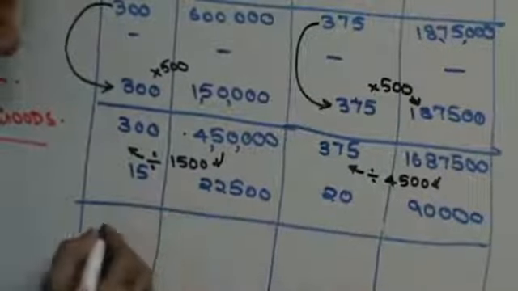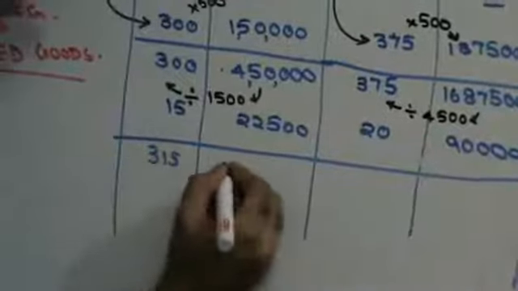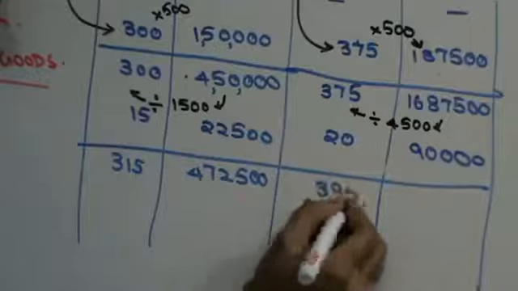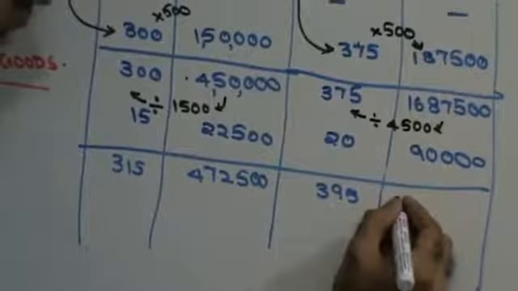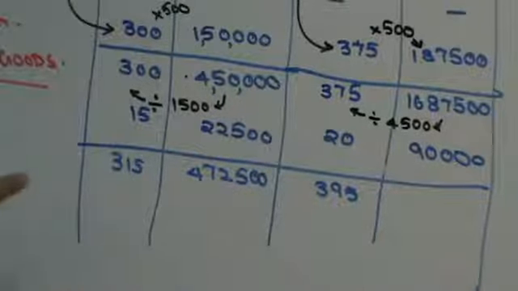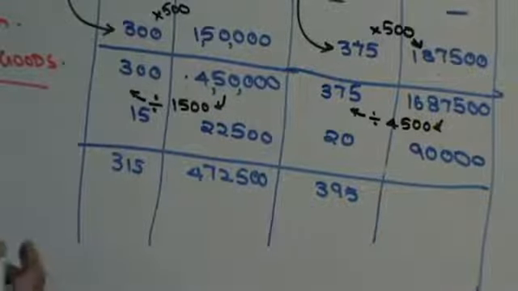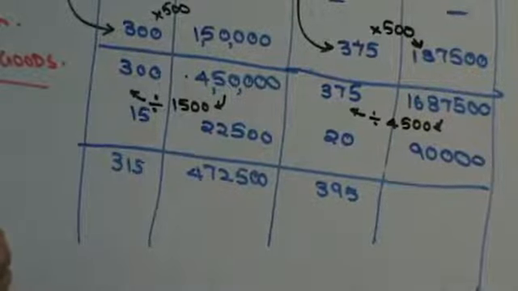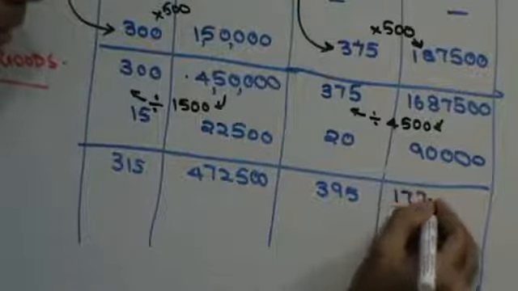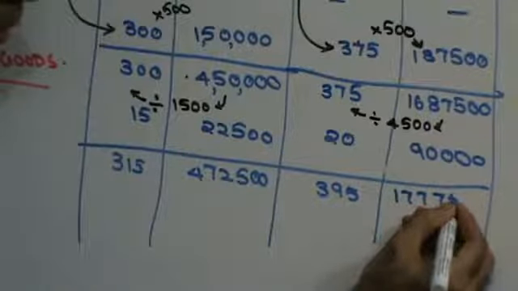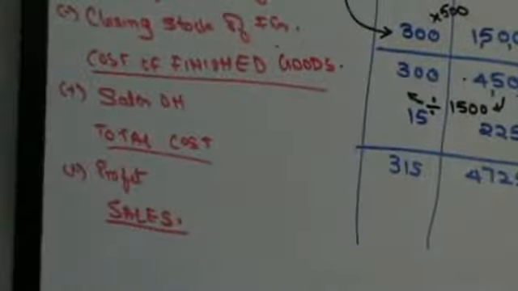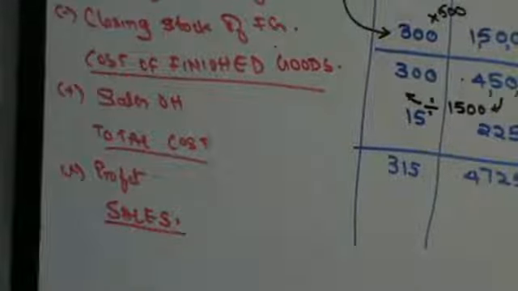So you will get total cost 315 and 4,72,500, 395 and 16,87,000. No? 15,97,000. You have to add 16,87,500 plus 90,000. 17,77,500. Okay. Now they have given you that the company charges a profit of 20% on sale.